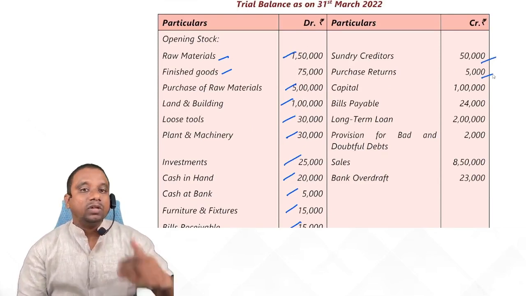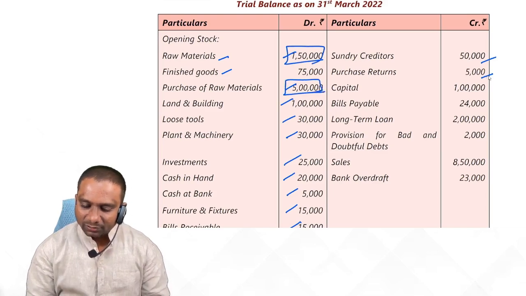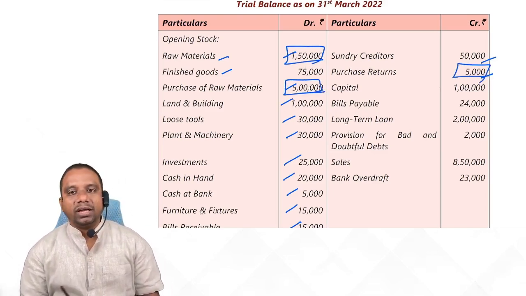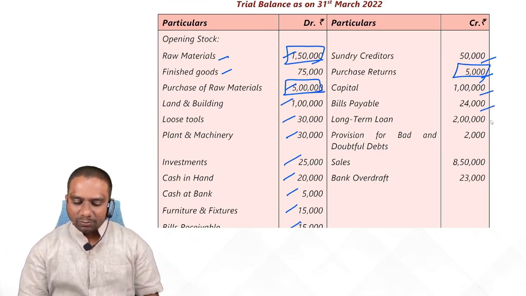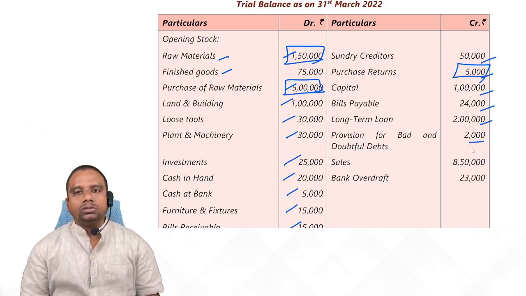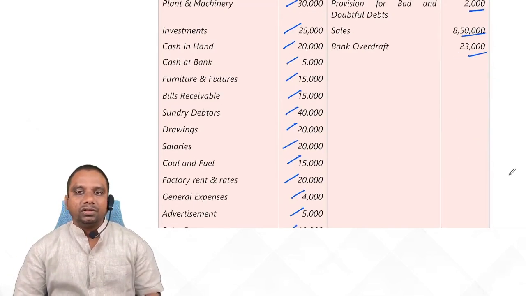returns deduct from purchases. See 1 lakh 50 plus 5 lakhs plus 5,000. Sorry, minus 5,000. Capital, balance sheet liability, bills payable, balance sheet liability, long term loan, liability, provision for bad and doubtful debts. So it is better to open account. Sales, 8 lakh 50, trading account, credit, bank overdraft, balance sheet, liability.